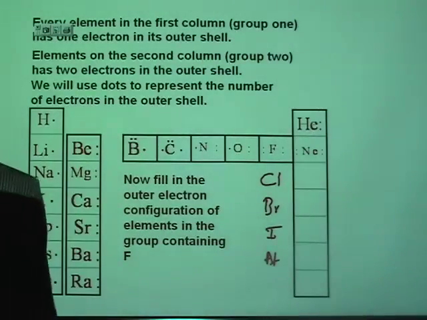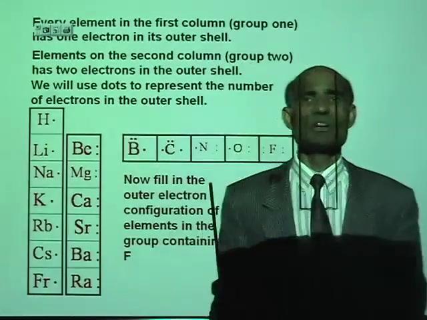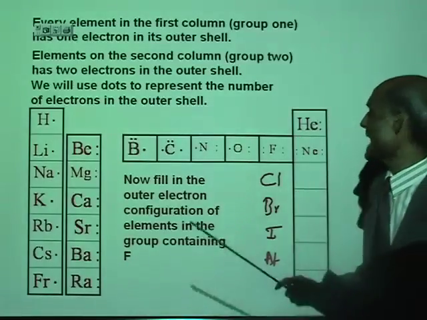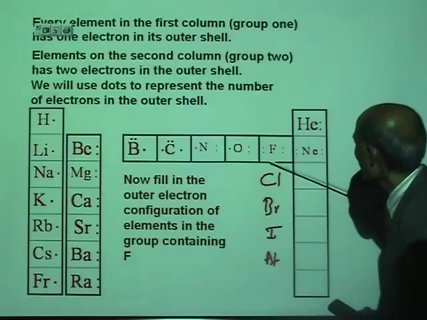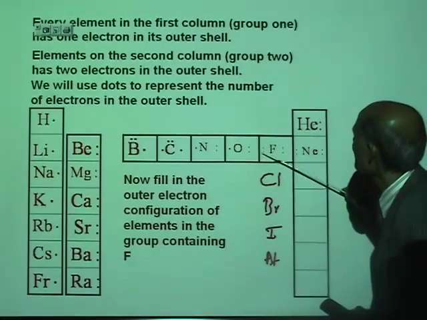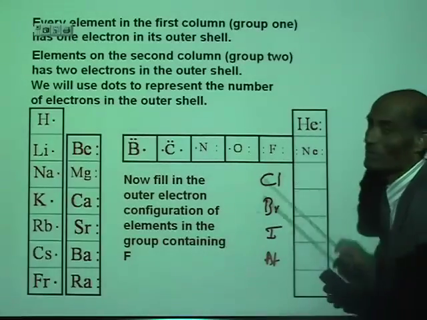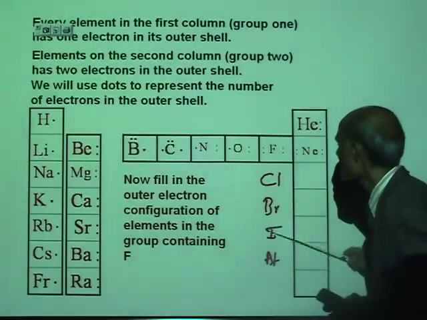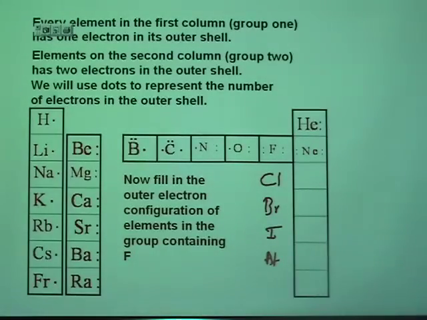Well, that's enough. You go up to there. Fluorine, chlorine, bromine, iodine, astatine. Now fill in this column and write down the electrons in the outer shell for each. Well, it's not much of a deal because each of them has 7 electrons in the outer shell. Okay.